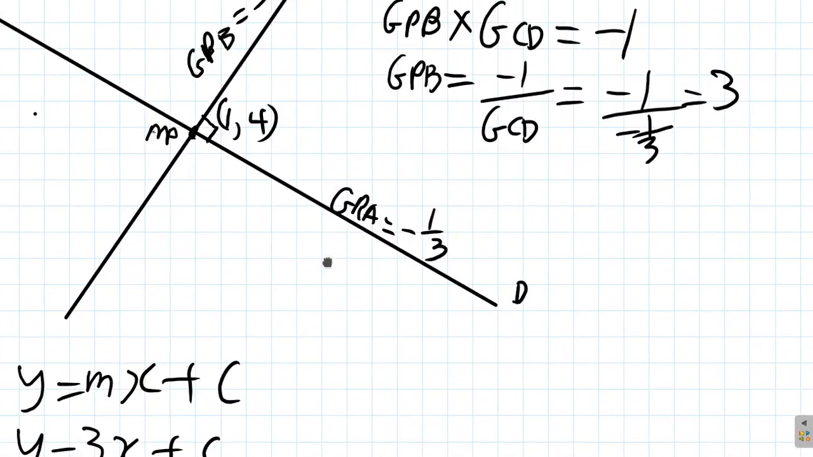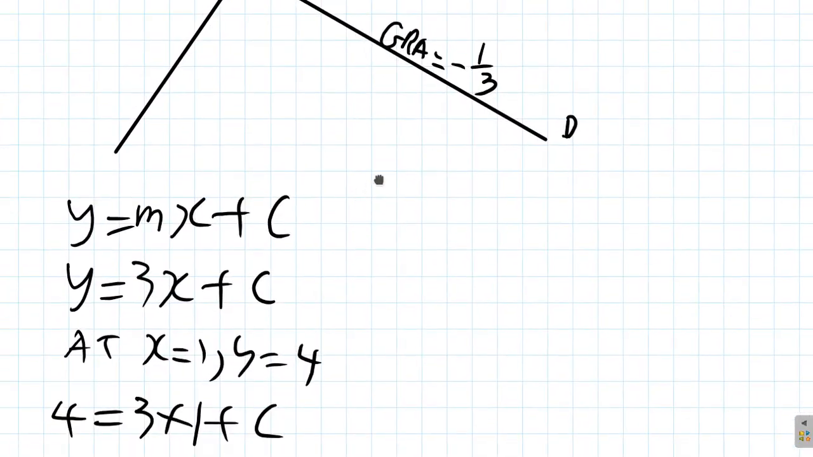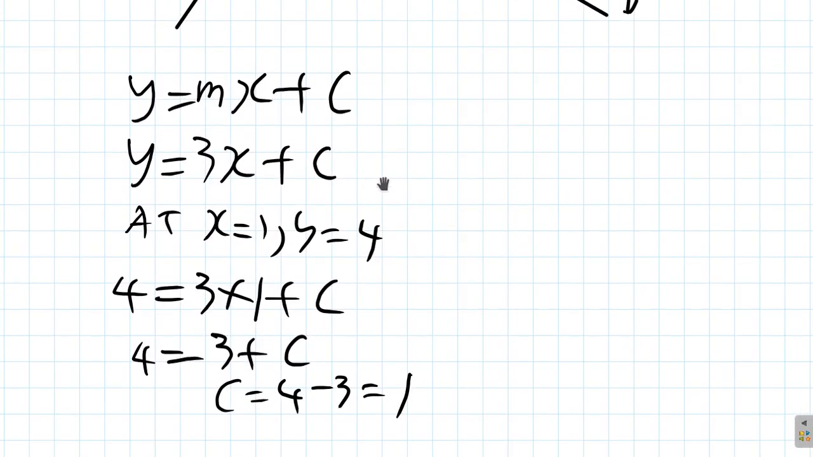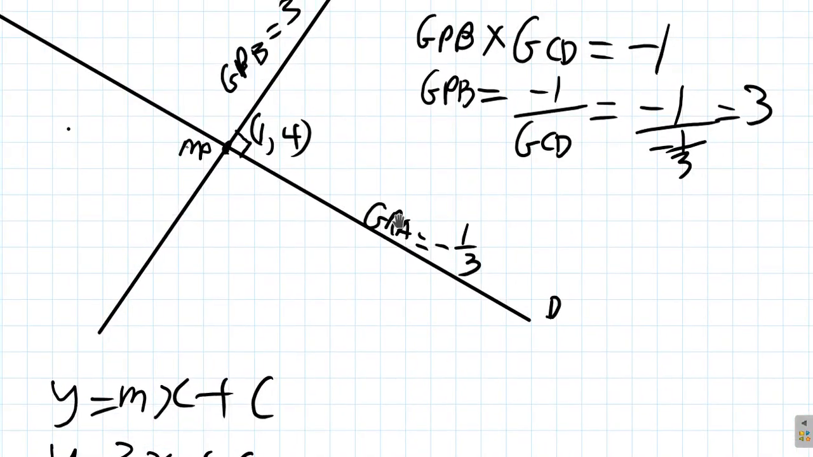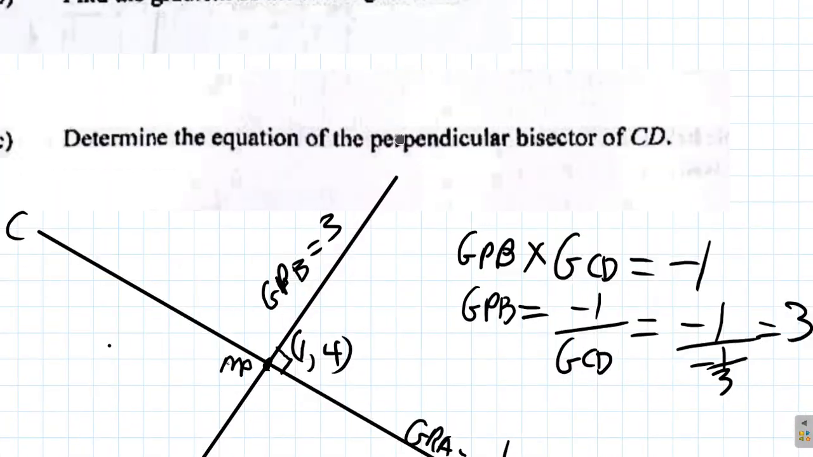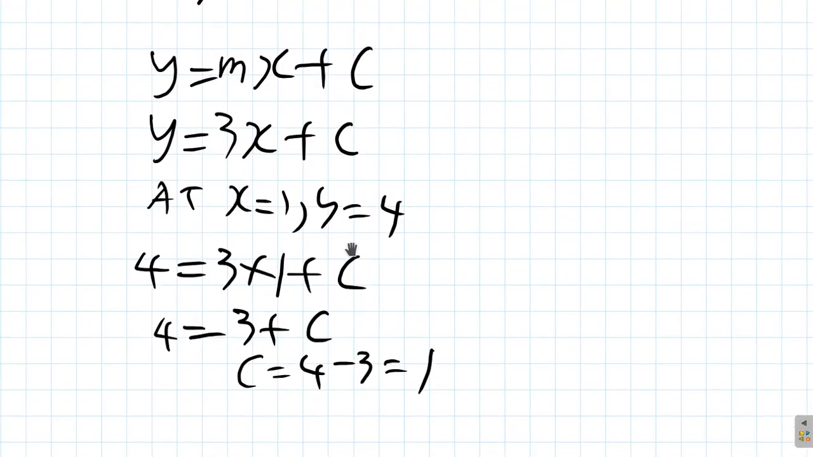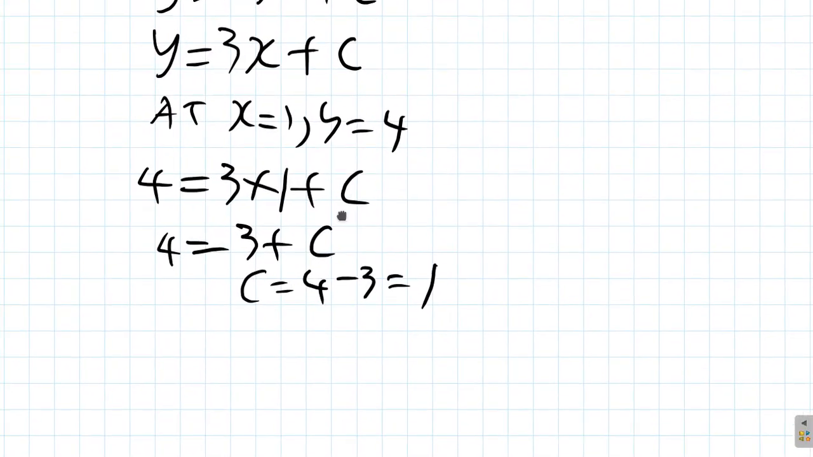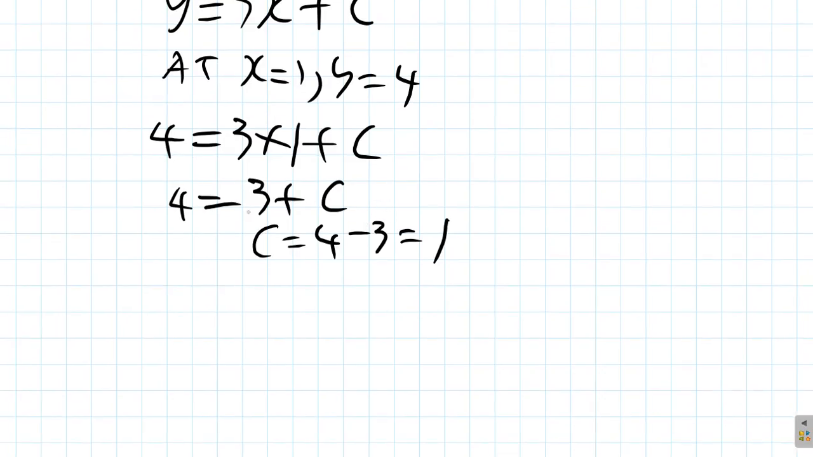So, here now. y equal mx plus c, y equal 3x. 4 is equal to, it was 1, 4. 4 is equal to 3 times 1 plus c. 4 minus 3 is 1. So the equation of the perpendicular bisector would be y is equal to mx, which is 3x, plus 1.